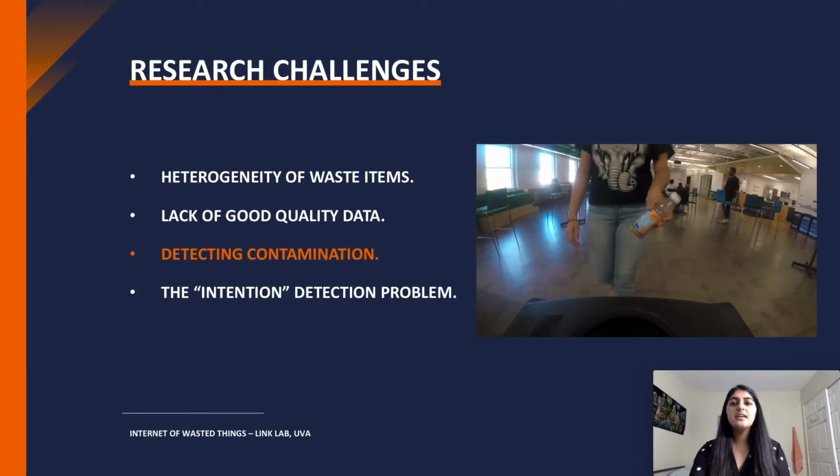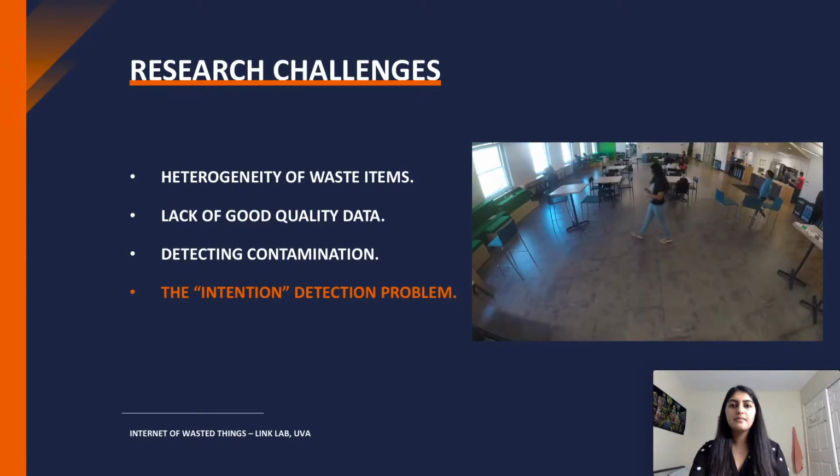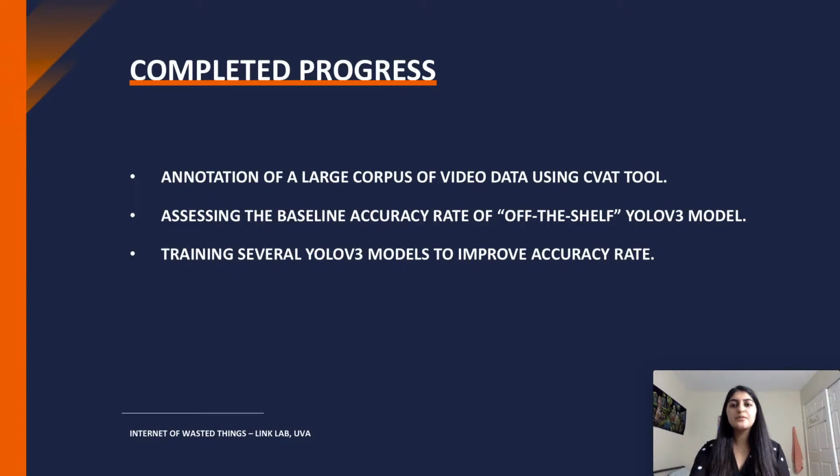Detecting contamination is the most important problem we face, and in some ways, it's the crux of this research. But as an example here, we can see that this bottle contains juice and therefore is not recyclable. There is also the issue of detecting the intention of the person near the trash bin. As you can see in this image, I am walking past the camera with a bottle in hand, but it is obvious that it is not my intention to throw the bottle away, but that would have to be detected by the model.